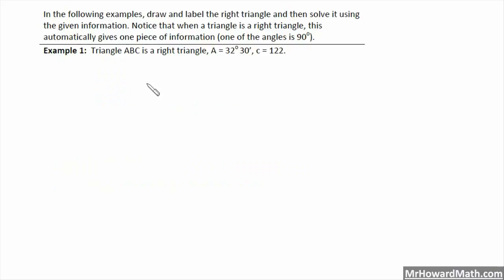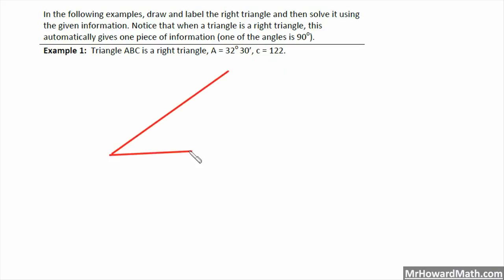Alright, so example 1, triangle ABC is a right triangle. They tell us that. All of these in this lesson will be. They tell us that angle A is 32 degrees 30 minutes and side C is 122. We know that this is angle A because, one, it's in degrees and minutes here, and also it's a capital letter. And side C here is a lowercase letter, so we know that means it's the side. The way we draw it isn't going to matter.